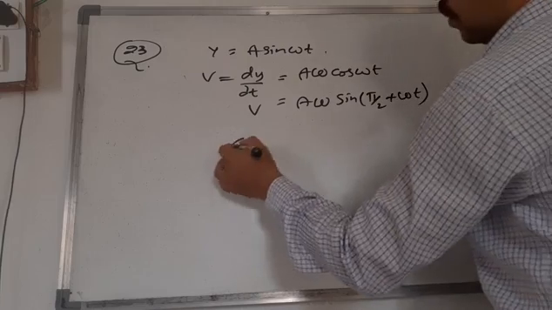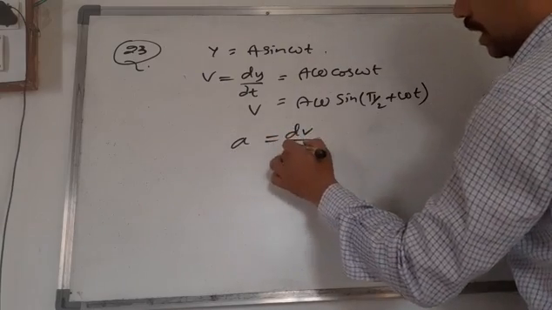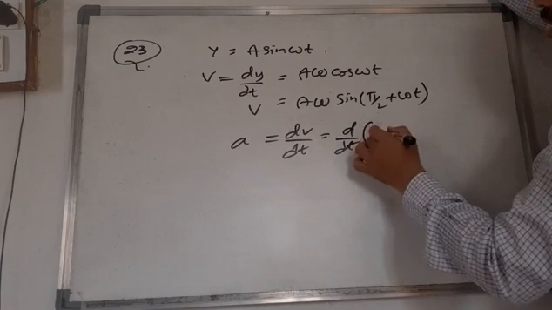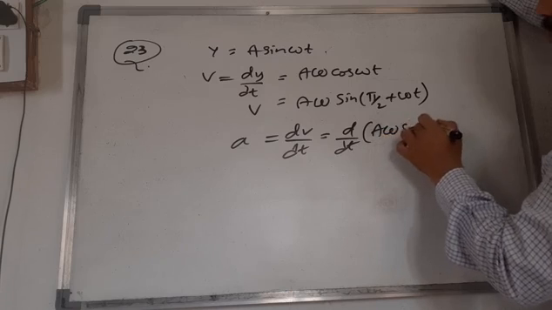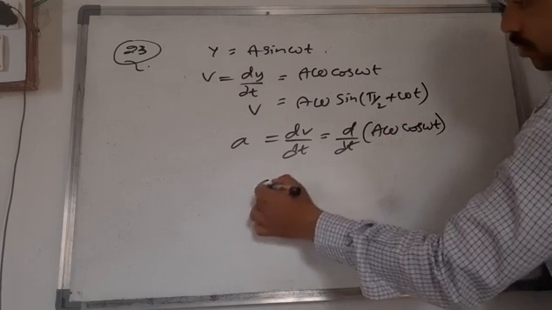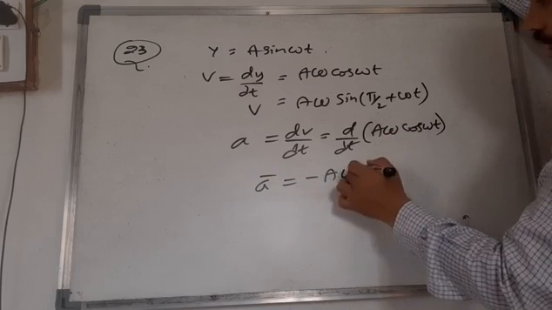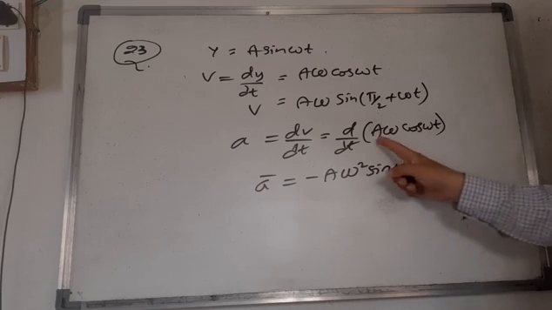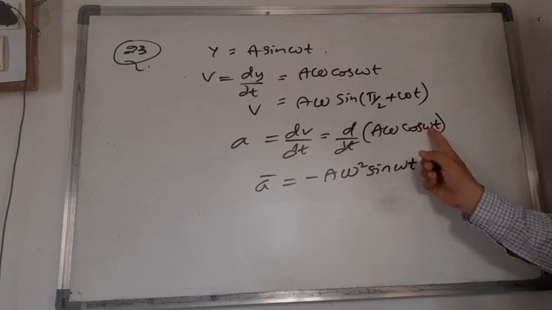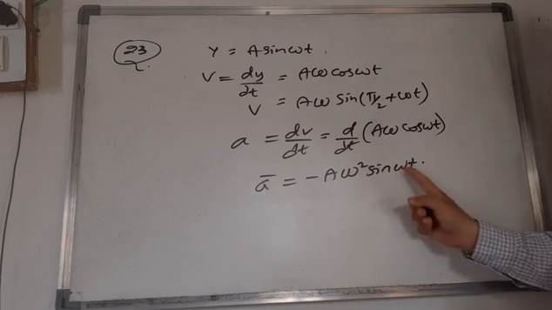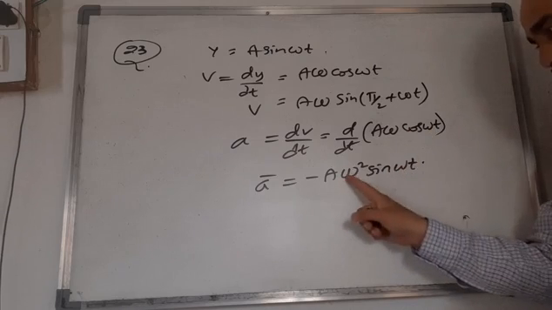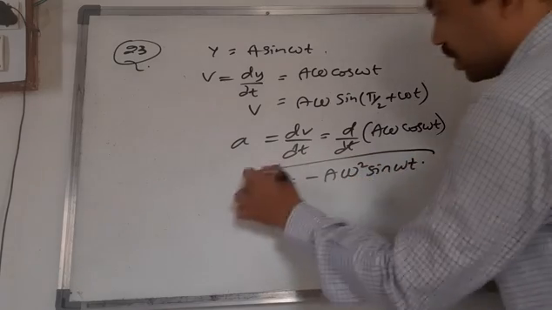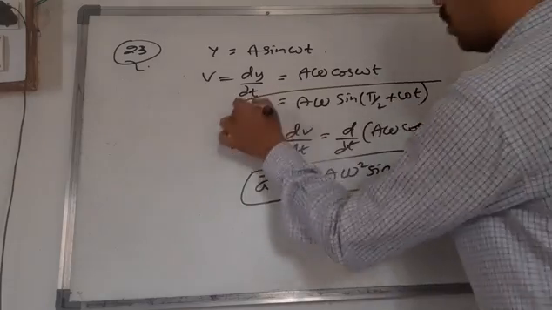and again we want to find a, which means we get dv by dt. So dv by dt is d by dt of a omega cos omega t. So this is equal to a is equal to minus a omega square sin omega t. Okay, a omega is a omega, cos omega t differentiation is minus sin omega t, but omega t differentiation is omega. So a omega into omega, a omega square we will get. So like this we got acceleration and velocity, right?